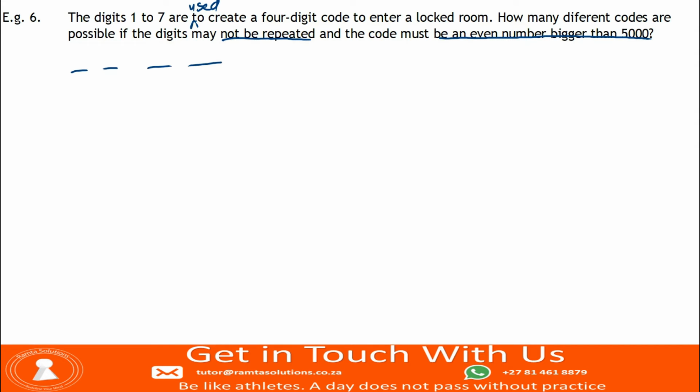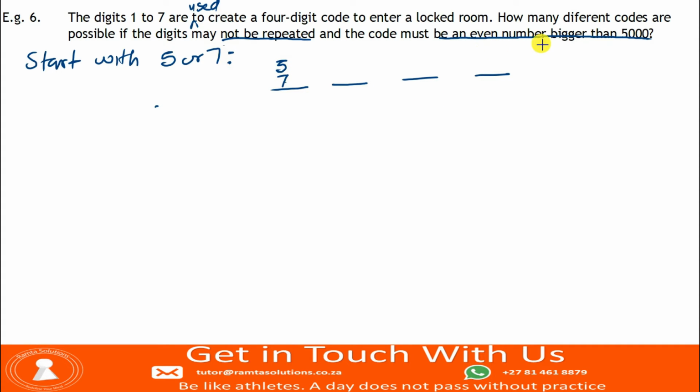But we need to play around with this so we don't mess it up. So let's start by saying this code starts with 5 or 6. Okay, so we have 1, 2, 3, 4. Sorry, 5 or 7, not 6. Bear with me. It'll be 5 or 7.